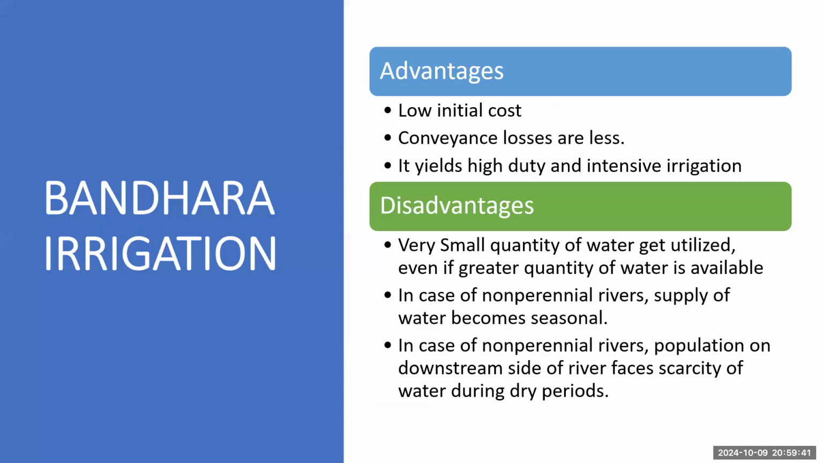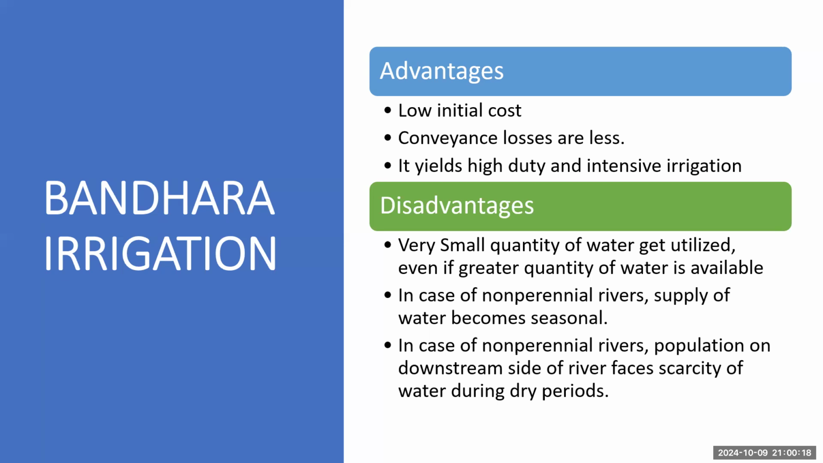Now, what are the advantages of Bandhara irrigation system? So this Bandhara irrigation system has low initial cost. So there is a cost of construction of a short weir, and there is a cost of construction of canal and head regulator. Then conveyance losses are less. Now see, in case of major irrigation projects, the canal length is several kilometers. So that's why the conveyance losses are more. Conveyance losses I have explained to you yesterday.